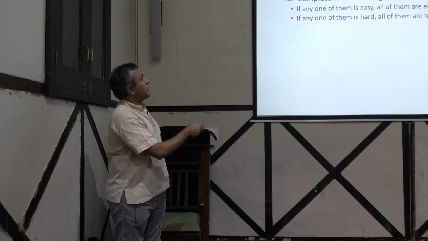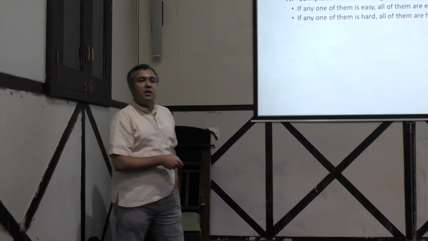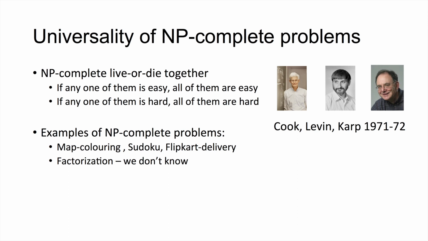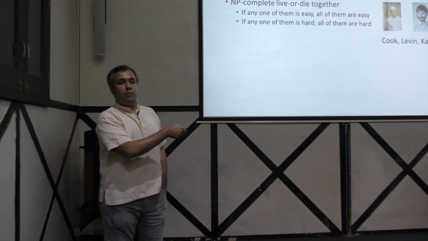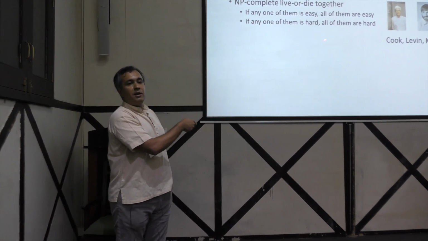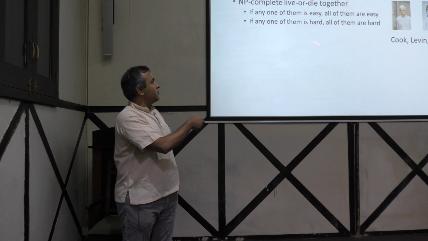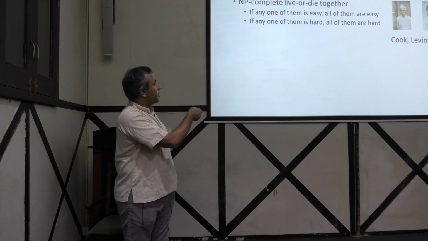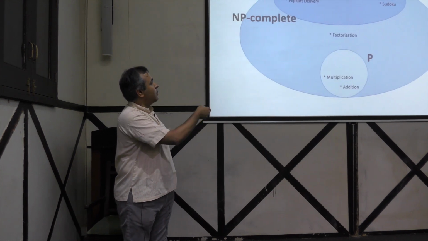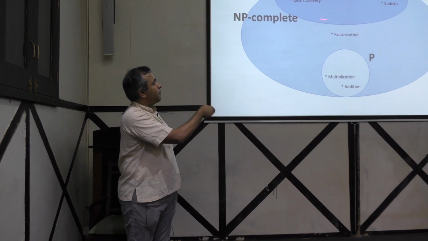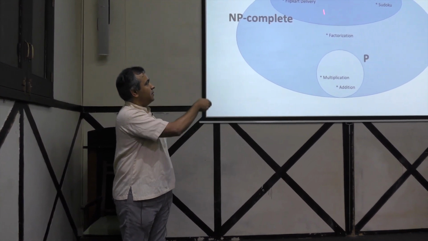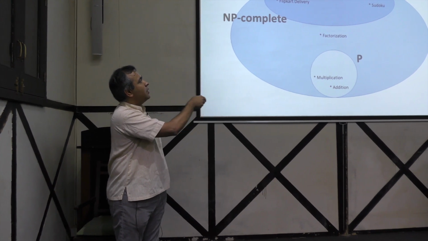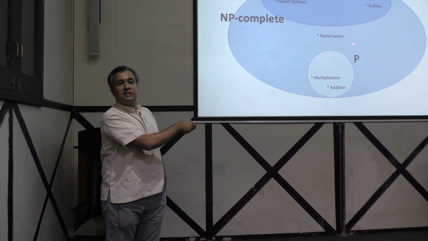So these NP complete problems live or die together. If any one of them becomes easy, then all of them are easy. It just brings with it the whole class. If any one of them is hard, then all of them are hard, because it can't be that one is easy and the other is hard. The moment one becomes easy, it brings with it the whole class. So they live together. All these problems over here are of the same complexity. They are either all outside P or they are all inside P. They're all simultaneously hard or they're all simultaneously easy.